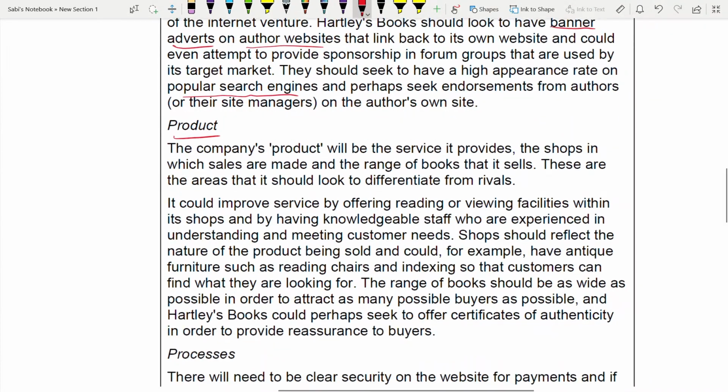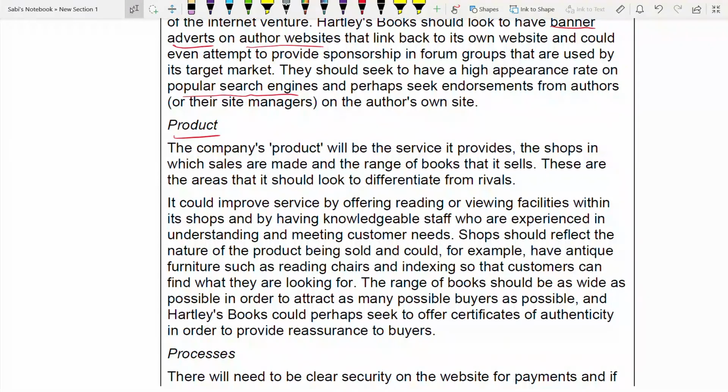So in this case, how you service your product. Okay. Which shops are sales made in, what is the range of the book that you sell, in which area you can differentiate, this is your product. So basically product means we can even talk about service also. Don't always limit yourself because it's a product. It could be a service also.